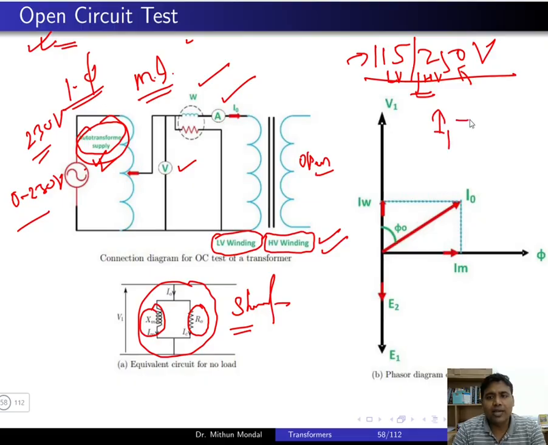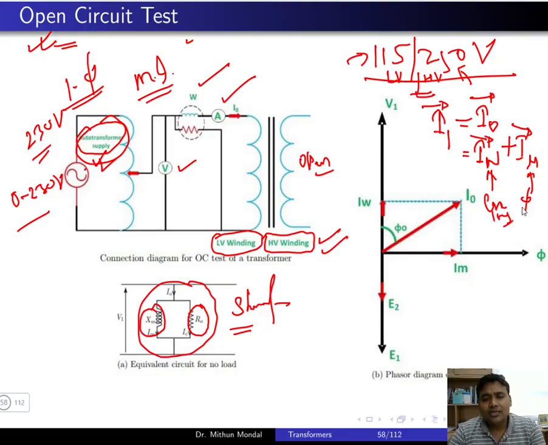we have discussed that the primary current I1 will be represented by I0, and these are all vector quantities. I0 can be further broken down into two quantities: Iw, responsible for the core loss, and I mu, that is the magnetizing component of the transformer. I mu is responsible for the production of the flux in the transformer, and Iw is responsible for the core loss. Under the open circuit test, there will not be any copper losses. So copper loss will be zero under the open circuit test.